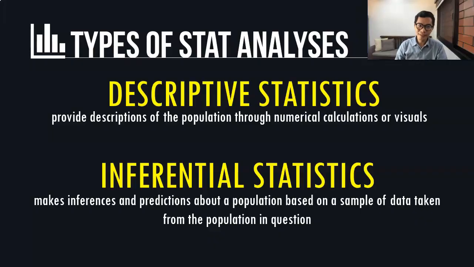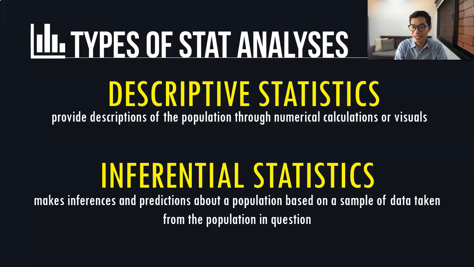And there are two types of statistical analysis that maybe you have encountered, assuming that this was emphasized already in your statistics class, not just in grade 11, but even in your junior high school years. So you remember descriptive statistics and inferential statistics. When we talk about descriptive statistics, these provide descriptions of the population through numerical calculations or even visual representations. So graphs, charts, all these things are essential details of descriptive statistics.